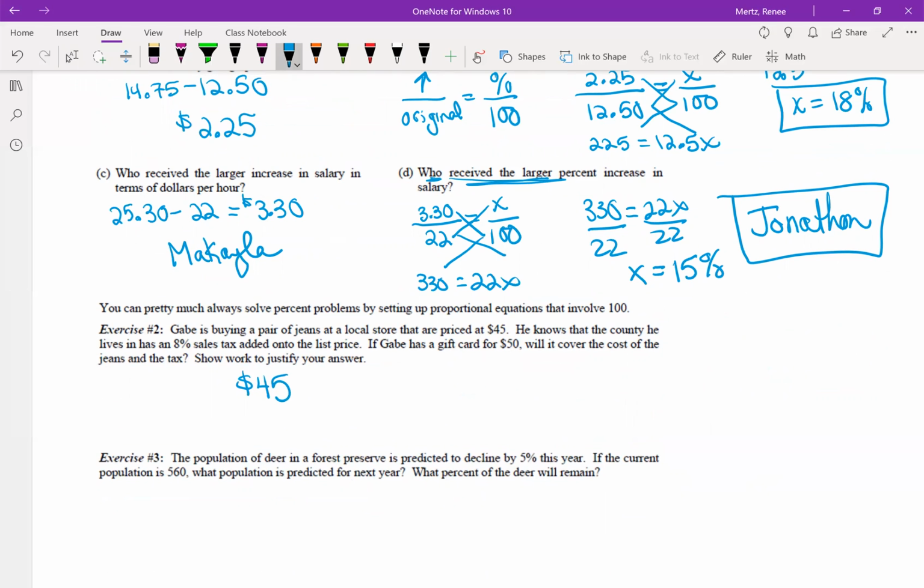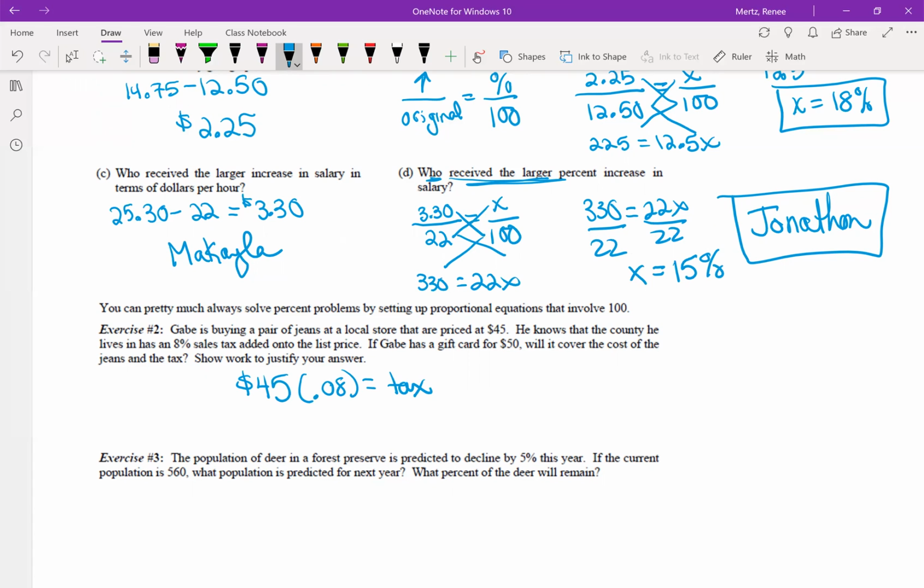So I'm looking for suggestions. So one option is to just figure out how much he would pay in tax. So we would figure out what 45 times 8% is. Or we could do this 45 times 0.08, and that would equal the tax.